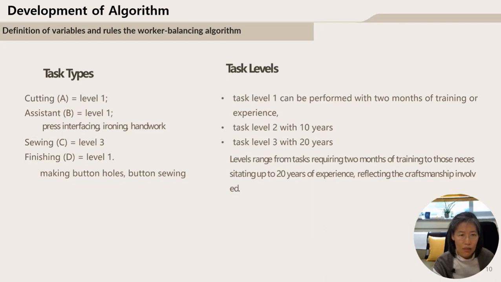The task level of the process for custom-made formal shirts production, the target of this study, are set as follows: cutting A equals level 1, assistant B equals level 1, sewing C equals level 3, and finishing D equals level 1.